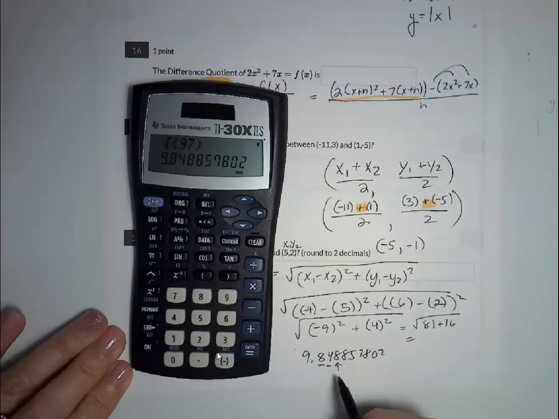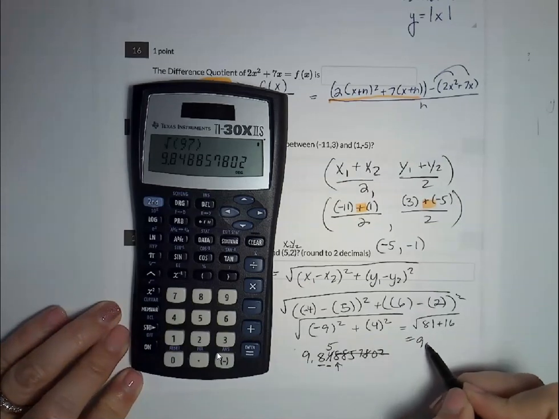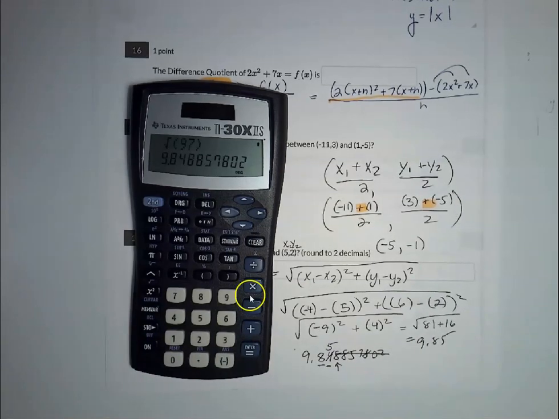It says rounded to 2 decimals. I look at the one that's next to it. It's greater than 5. So that means I need to change this to be 9.85. Okay, so let's move right along.